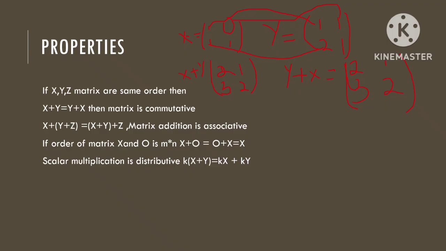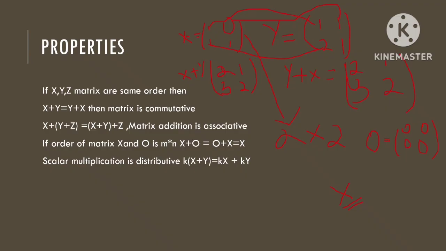Now, if the order of matrix X and O is M by N, it means there are two matrices: one is the 0 matrix, one is the X matrix. I'm taking X as 1, 1, 0, 1. The 0 matrix order should be the same, so here the order is 2 into 2. I'm taking the null matrix with order 2 into 2. Now, X plus 0 matrix, or adding 0 matrix with X, you are going to get the X matrix only. Clear? Okay.